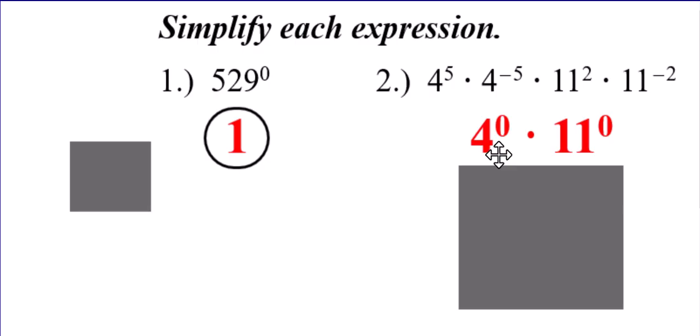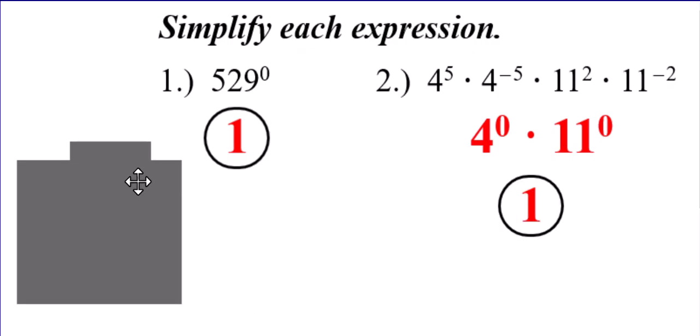Now we got 4 to the 0 times 11 to the 0. Don't multiply first. Do the exponents. 4 to the 0 is 1. 11 to the 0 is 1. And 1 times 1 is 1. We're not going to do a ton of examples on this, but hopefully you're getting the point here. Any number other than 0 taken to the 0 power is equal to 1.